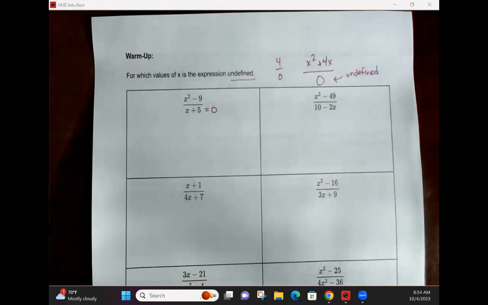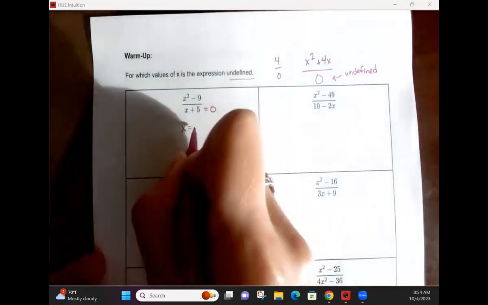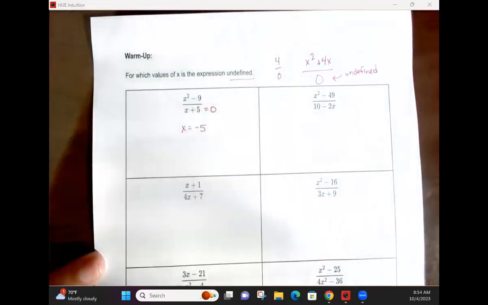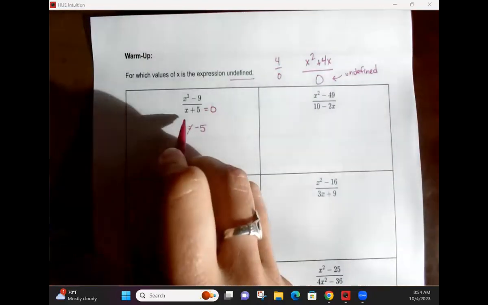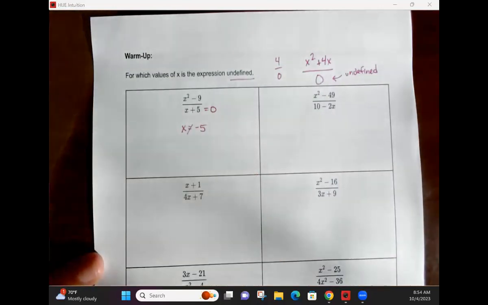In some cases, it's a little bit easier if you actually just set the bottom, the denominator of your fraction, equal to 0 and solve. We would get, if we solved for x here, -5. X cannot be -5. If I plug in -5, -5 plus 5 is 0, and my function would be undefined.